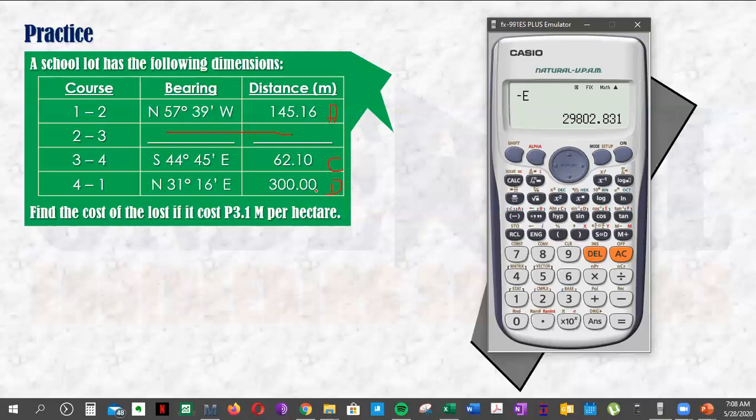And take note, a hectare is equal to 10,000 square meters. So this is 2.98, right? 2.98 hectares. So divided by 10,000. So multiply this by the unit cost. No, it costs 3.1 million per hectare. So this would be the cost of the school. It's what? 9,238,877.57. Okay, so that's it.